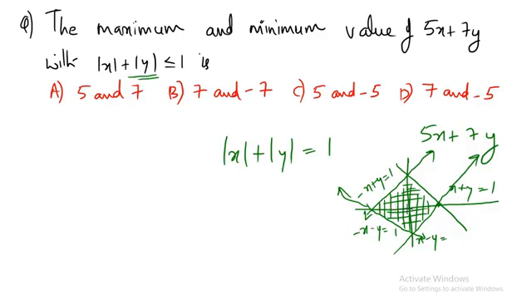So if I take a point 0, 0, you can see mod 0 plus mod 0 is less than or equal to 1. It is satisfied. Suppose I take a point outside somewhere, say something like 2, 0, then you can see mod 2 plus mod 0 is 2 plus 0, which is not less than or equal to 1.